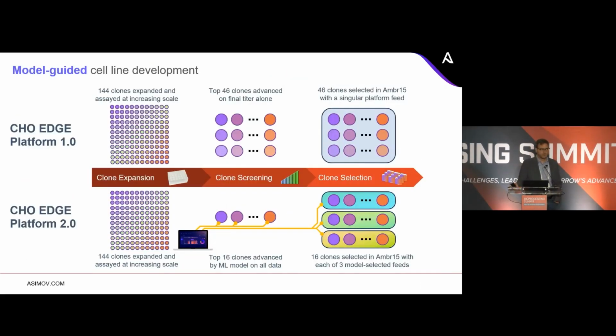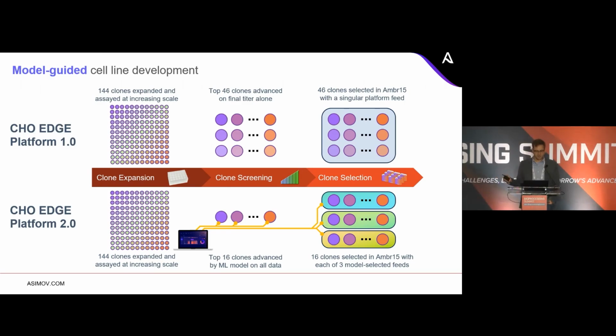So not only can we use this CHO simulator model to optimize processes for individual products, but we can also optimize our platform generally. And so that's what I'm going to show here. So we've applied the CHO simulator to improve our platform clone selection process. In our incumbent process, what we call the CHO Edge Platform 1.0, we will typically expand 144 clones, and we'll assay those at increasing scales. But then we'll screen those and we'll take just the top 46 clones based on just the final titer at that last stage of expansion.